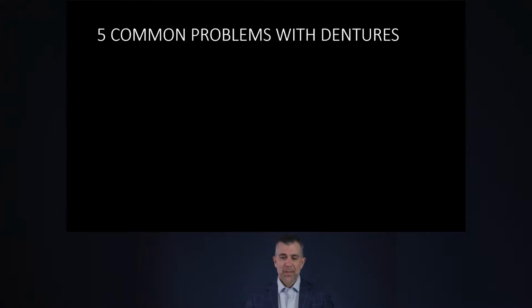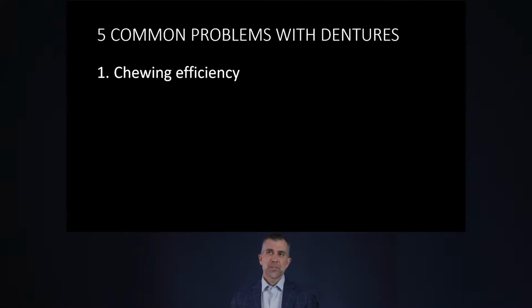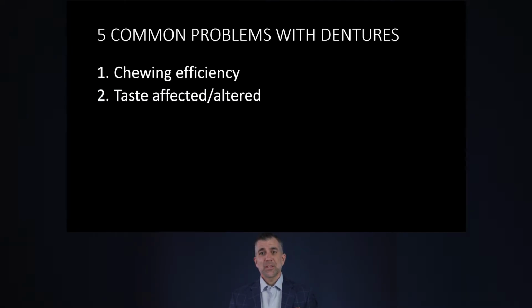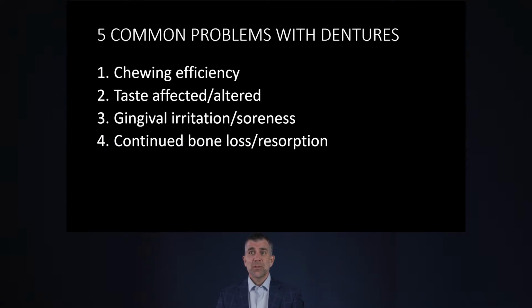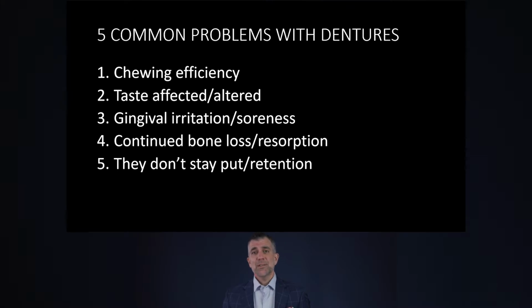And both of the patients that you see here, they have dentures, but they know that down the road, they're going to go for implants, or at least that's what their goal is, because we've talked to them about their expectations and their options. With dentures, we also have problems, and there's 5 common problems associated with dentures. Number 1 is chewing efficiency. Number 2 is that the taste can be affected or altered. Number 3 is gingival irritation or soreness. Number 4 is continued bone loss or resorption. And number 5 is they don't stay put, so retention is an issue.